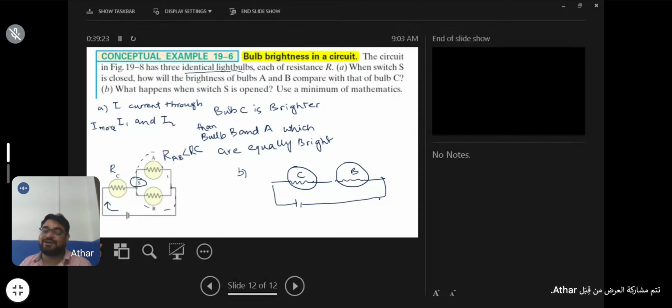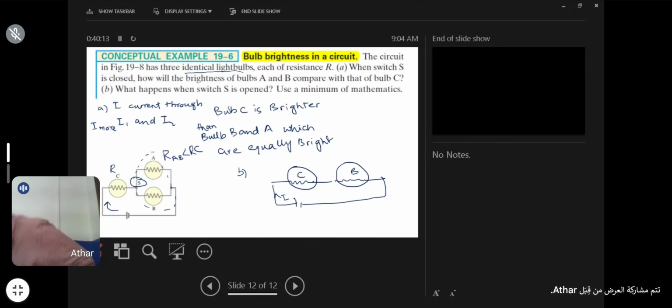In the previous circuit, the total current was more. Why? Because the parallel combination reduces the resistance, so this resistance plus the reduced resistance. Now when the switch is open, it has identical resistances and the total resistance is now more. So the total current in this combination is less than the total current there. They will be equally bright, I agree, but less bright than the C that we considered before.